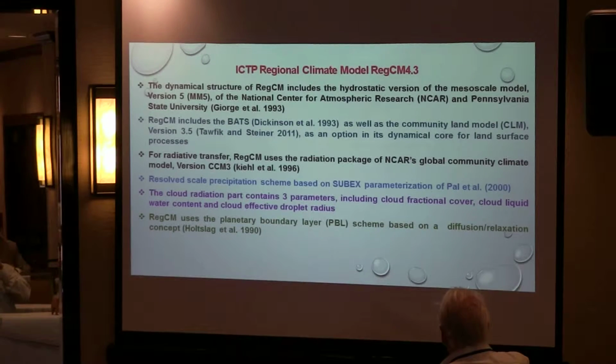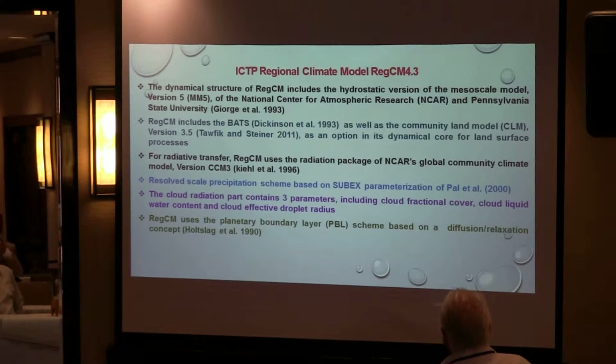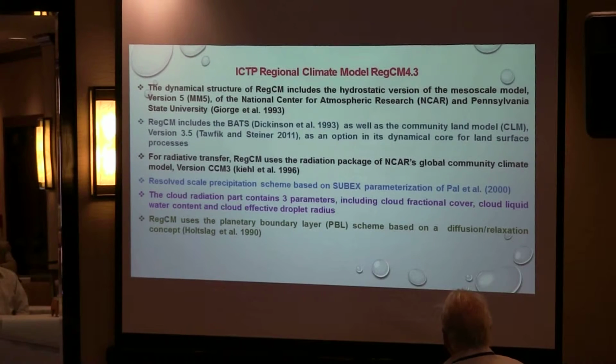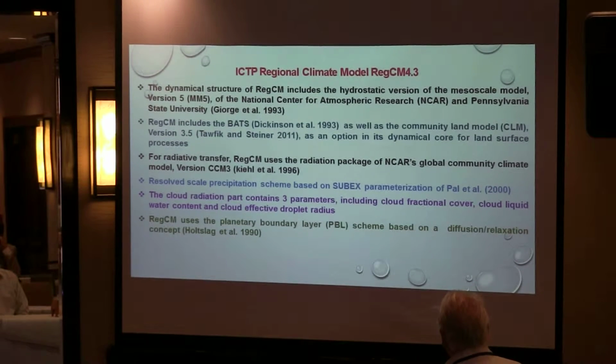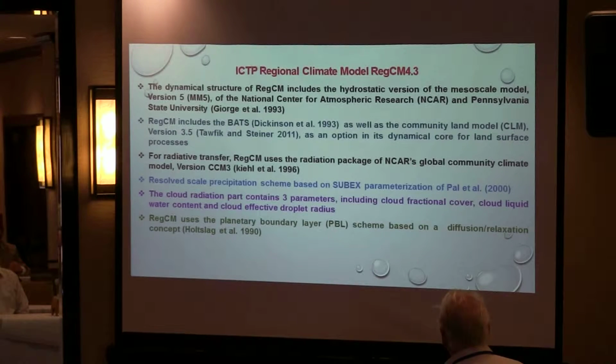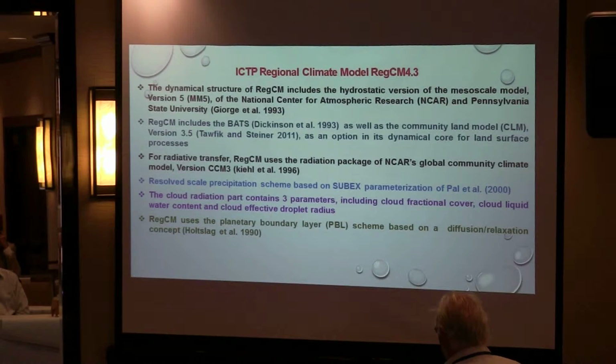Some important features of the regional climate model: it has a dynamic structure based on the hydrostatic version of the mesoscale model version 5 of the National Center for Atmospheric Research and Pennsylvania State University. It has two types of land surface schemes. One is the biosphere atmosphere transfer scheme by Dickinson et al., and the second is the community land model version 3.5. The radiation package contains the NCAR global community climate model version 3. Resolved scale precipitation contains the sub-grid explicit moisture parameterization scheme, and the cloud radiation part contains three parameters: cloud fraction cover, cloud liquid water content, and cloud effective droplet radius. The planetary boundary layer scheme is based on the diffusion relaxation concept of Holtslag.